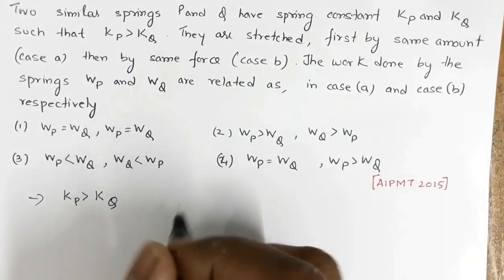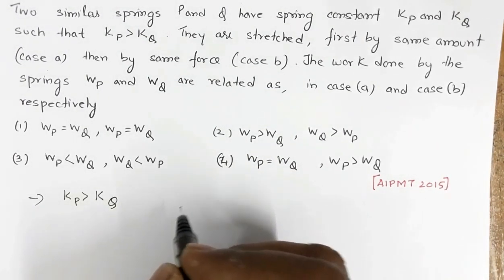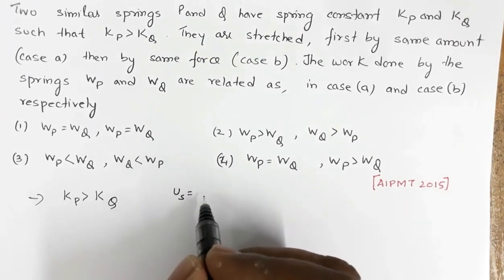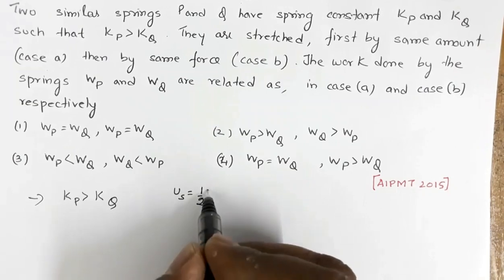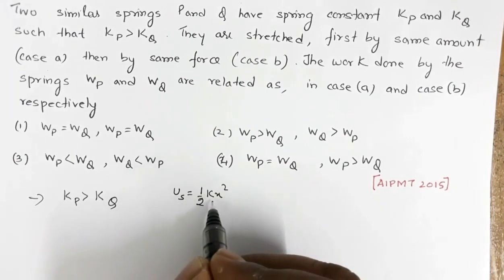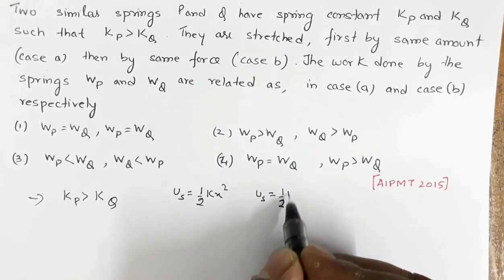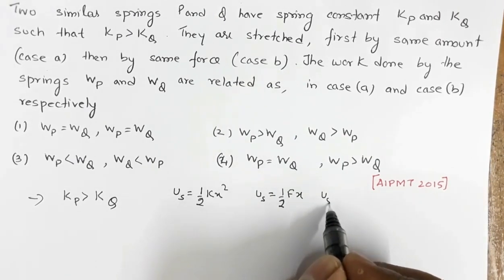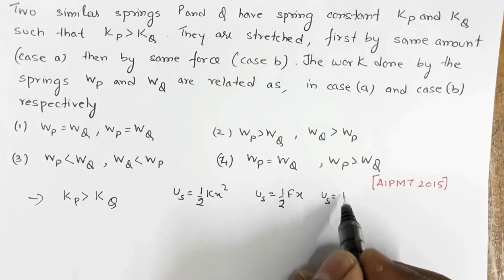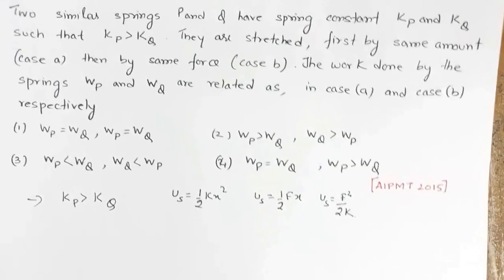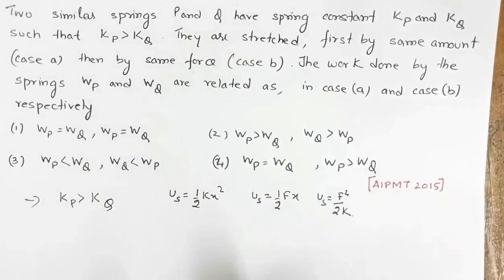Okay, now work done in the spring is stored in the spring as potential energy. Now potential energy of the spring can be written in three forms: half kx square, or half Fx, or F square by twice k. Okay, these are the three ways of writing the expression for potential energy of the spring.